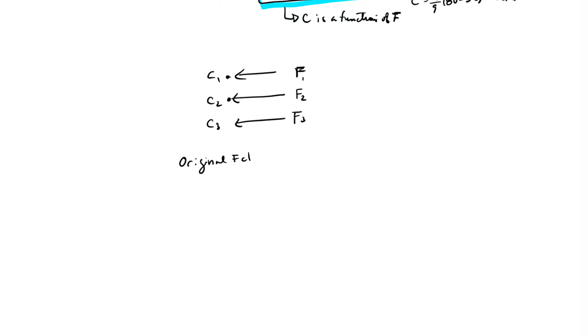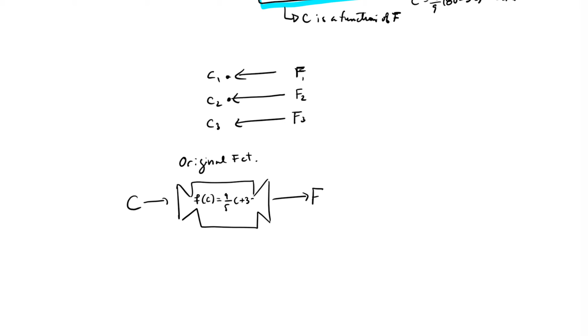So we had essentially the original function, and I'm going to draw a function machine. You feed it Celsius and it outputs Fahrenheit, because the relationship was written in the form f of c is 9/5 of c plus 32. So for example, if you feed it 26.6 repeated Celsius, the output is 80 Fahrenheit. That's a fact.